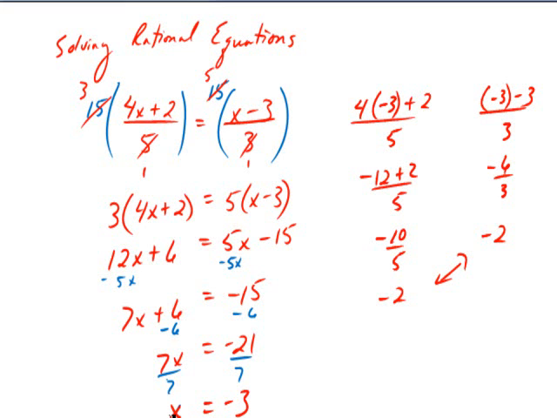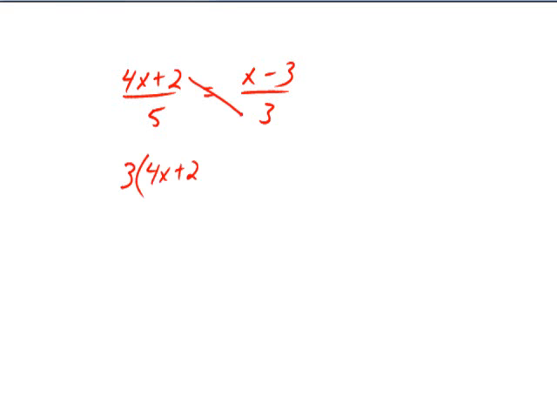In this particular problem, we had one fraction equal to another fraction, so I could have used the method of cross multiplication. Let me work the problem using that method. Cross multiplication can only be used when we have one fraction equal to another. I'm multiplying across the equal sign 3 times 4x plus 2 and 5 times x minus 3.